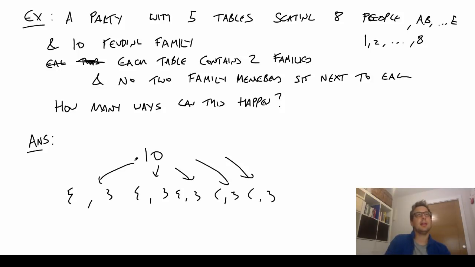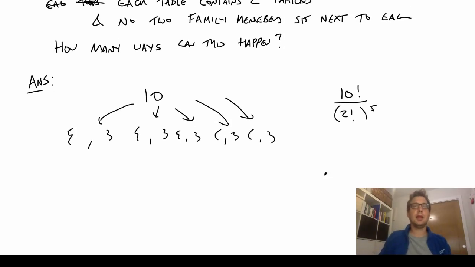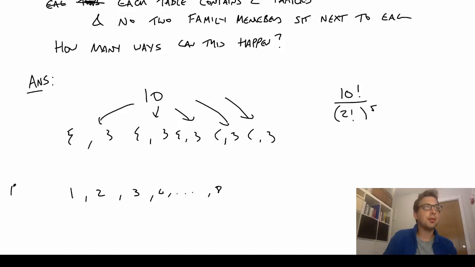So the number of ways of splitting 10 families into sets of 2s is going to be 10 factorial divided by 2 factorial for each of these unordered sets, to the power of 5. Then we're going to ask, within a table, there's going to be 8 spaces, 1, 2, 3, 4, up to 8. And now let's suppose we've got family A and family B.